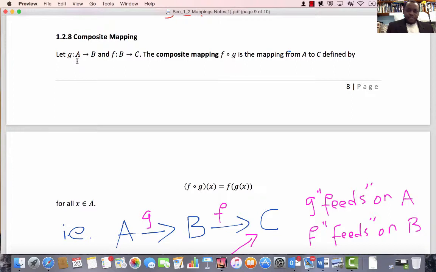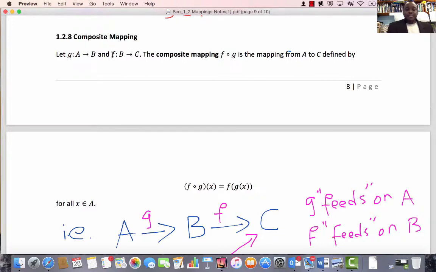Let G be a mapping from A to B and F be a mapping from B to C. What do you see here? G goes from A to B, F goes from B to C. Now let's use a non-mathematical language and say that G feeds from A and F feeds from B. The domain of G is A. The codomain of G is B, whereas for F, the domain of F is B and the codomain is C.